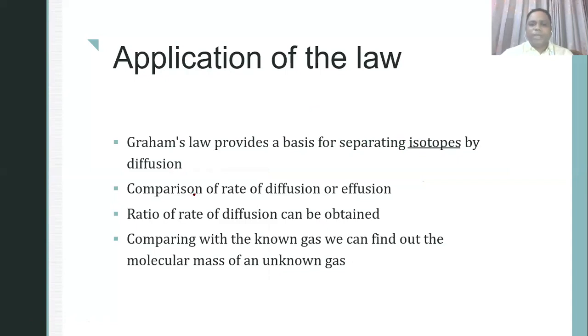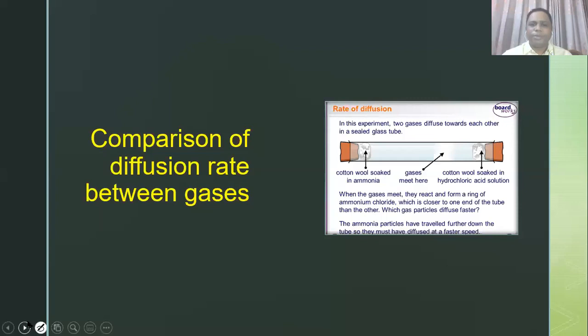We can make a comparison of rate of diffusion or effusion. We can find the ratio of rates of diffusion. We can compare known gases. We can find the molecular mass of unknown gases. So, comparison of diffusion rates between gases. We can start some mathematical problems where you can see the application of Graham's law.